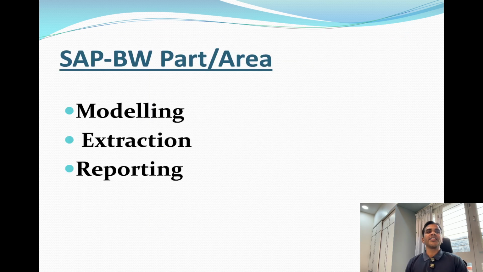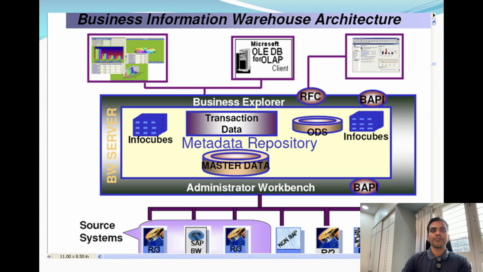Now what are the areas in SAP BW? There are mostly three parts: modeling, extraction, and reporting. We'll discuss each module, I mean each part. Now let's see this diagram, which shows the business warehouse, information warehouse architecture.